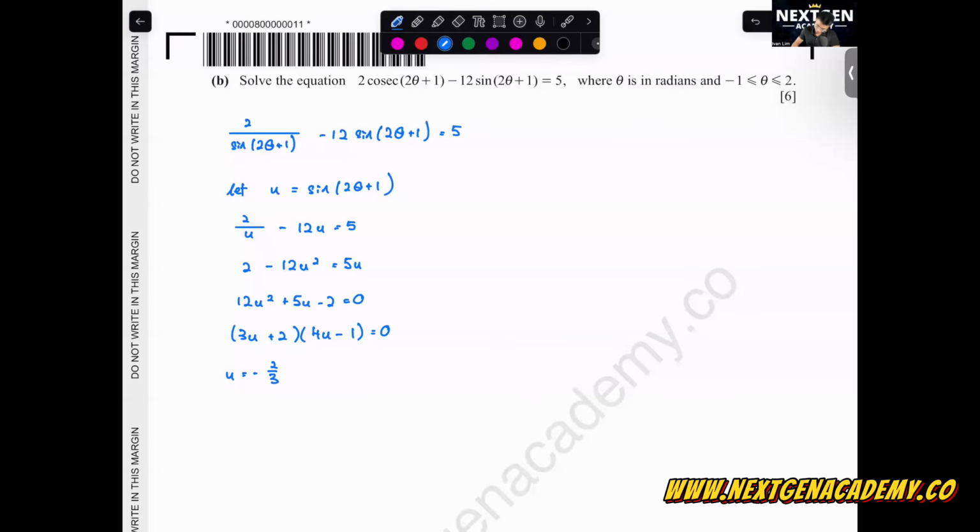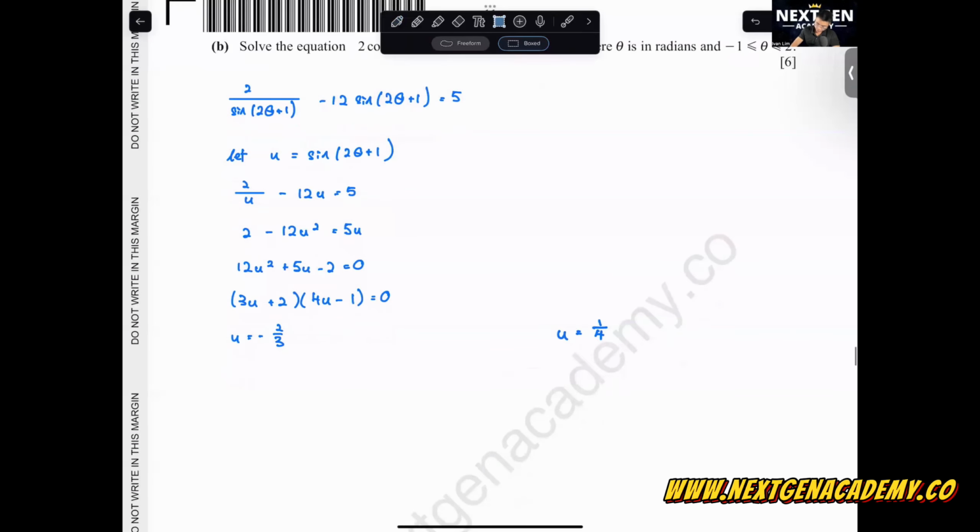I'm going to put a little bit of space because I think the working will be a bit long. u equals negative 2 over 3, and u equals 1 over 4. Then we change it back: sine of 2 theta plus 1 equals negative 2 over 3, and sine of 2 theta plus 1 equals 1 over 4.